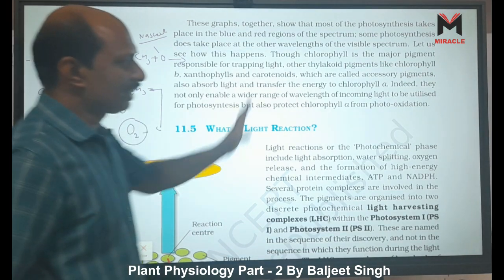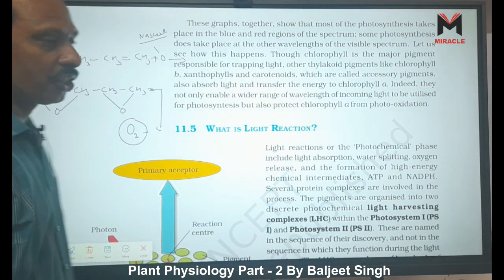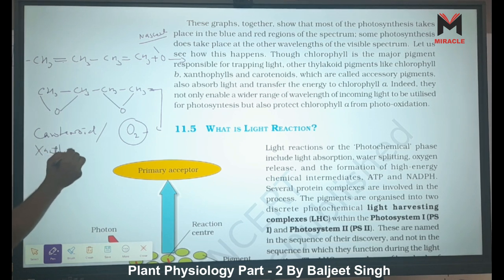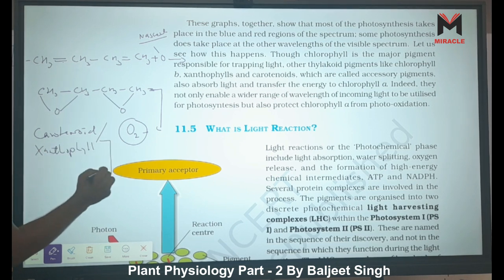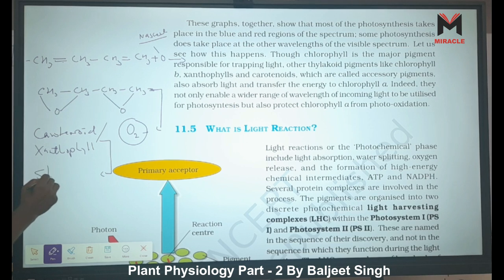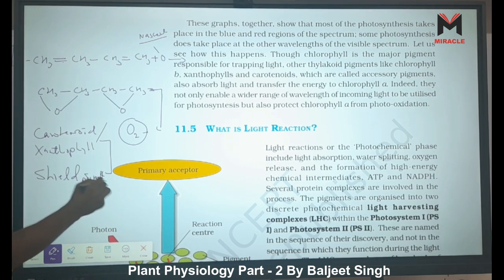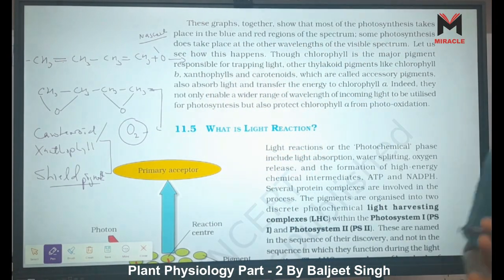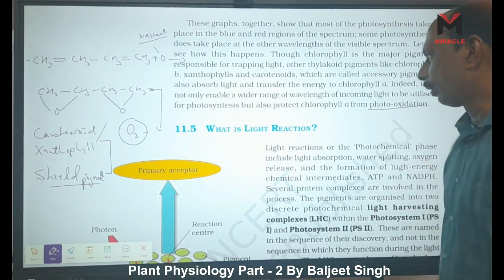That's why these carotenoids or xanthophylls are also called shield pigments or shield elements, because they protect chlorophyll a from photooxidation. Do you understand this one?